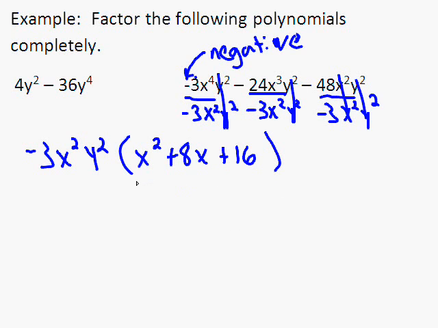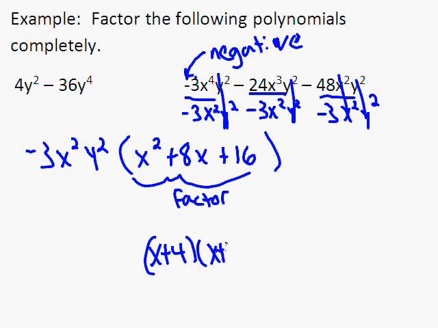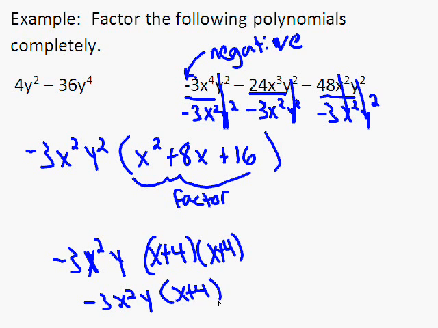So we see if we can factor the inside of the parentheses any further as if it's a brand new problem. Looking at it, we'll notice that we can get x plus 4 and x plus 4. And the negative 3x squared y stays outside of our two sets of parentheses. We can clean this up a little bit by writing negative 3x squared y and x plus 4 in parentheses squared. And there you go, we factored our second example.